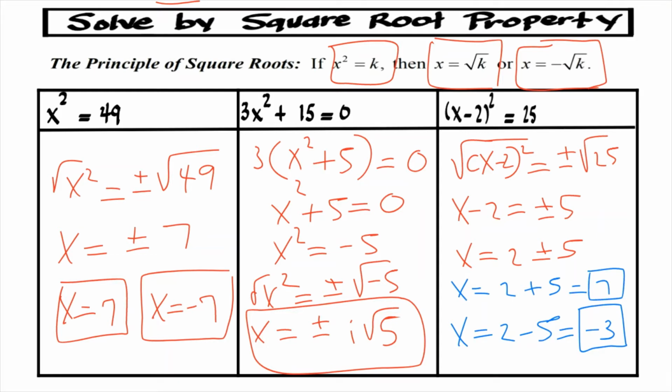So when we are using the square root property, we have to isolate the x squared on one side by itself. And we see most of the time we have two terms. So once you isolate it, then you want to see if you can factor anything out.